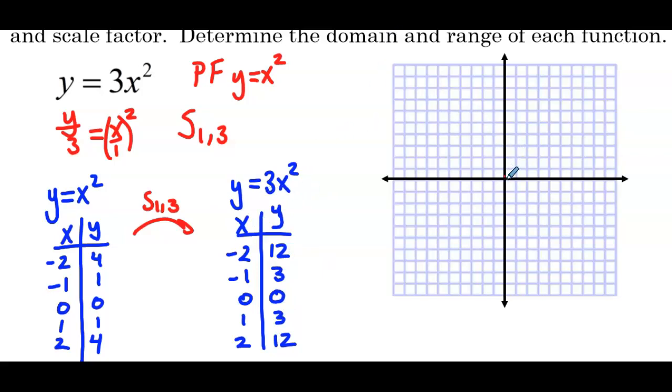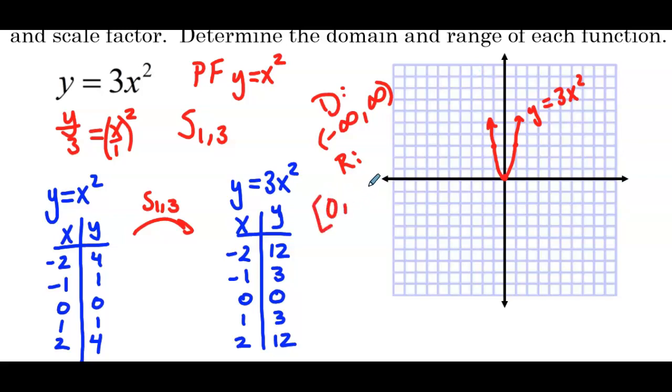So we have 0, 0, -1, 3, 1, 3, and those are the only 3 points that fit on the graph we're given. So we connect our points with a parabolic curve. So there's the graph of y equals 3x squared. The domain here is all reals, so -infinity to infinity. The range, going from bottom to top, lowest value is 0, it equals 0, and it continues infinitely up to infinity.